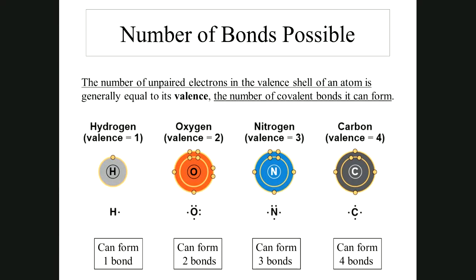Nitrogen, it has 5 in its outer shell. There's 5 electrons in the outer shell. You can tell it can form 3 more, these 3 more electrons. And carbon, it shows the valence shell. It has 4 electrons, and there's 4 electrons equally dispersed around that symbol. So that tells you how many bonds they can form. Hydrogen can form 1. Oxygen can form 2 to fill the outer shell. Nitrogen can form 3 to fill the outer shell, and carbon can form 4 bonds to fill the outer valence shell.